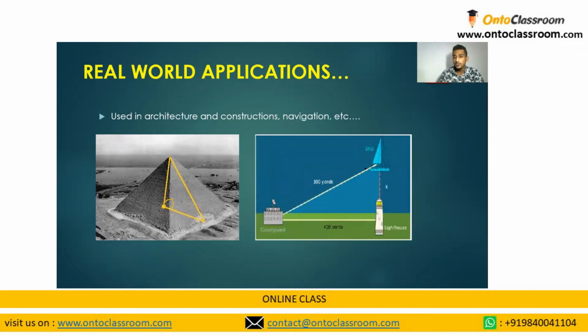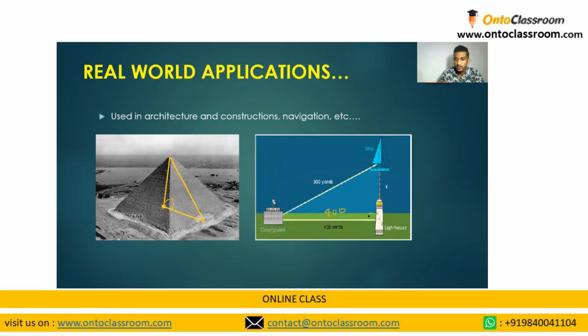In here, you have a ship, you have a lighthouse, you have the coast guard. So now you have the distance between the ship and the lighthouse, which is unknown, that is x, and you have the distance between the coast guard and the lighthouse, which is going to be 400 yards. And you have the distance from the coast guard to the ship, which is 500 yards. So now you need to calculate the distance from the ship to the lighthouse.